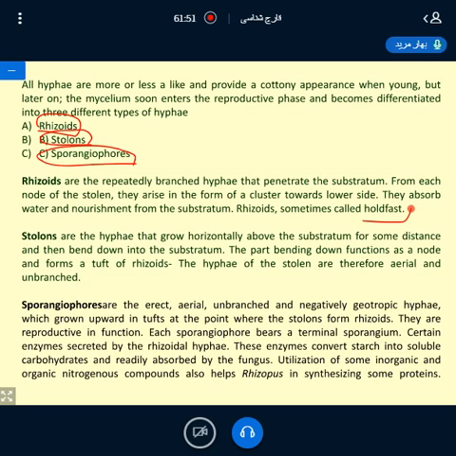Certain enzymes are secreted by the rhizoids. These enzymes convert starch into soluble carbohydrates that are readily absorbed by the fungus. Utilization of some inorganic and organic nitrogenous compounds also helps Rhizopus in synthesizing some proteins.